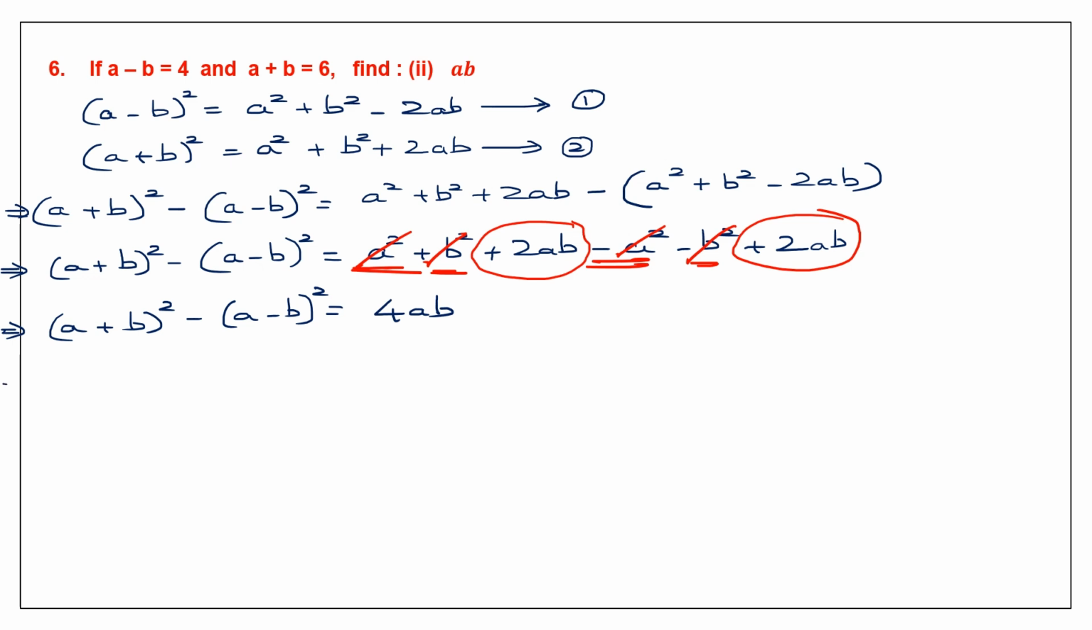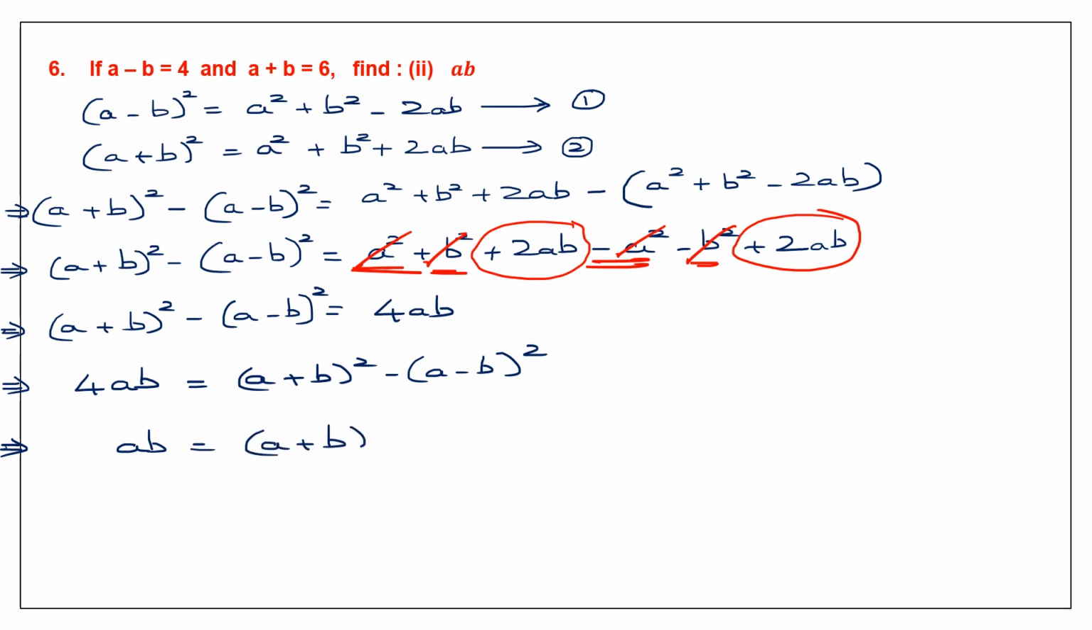So we need only ab, isn't it? So let's bring that term this side to the left hand side. 4ab is equal to (a plus b) the whole square minus (a minus b) the whole square. Now since we need only ab, we'll take the 4 to the other side. So (a plus b) the whole square minus (a minus b) the whole square, 4 will come to the denominator, divided by 4. Now let's find the value of ab.